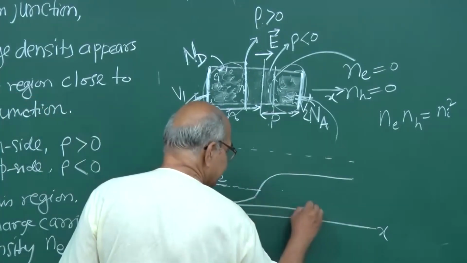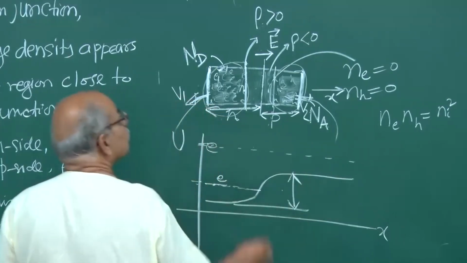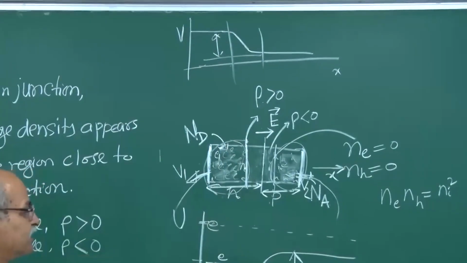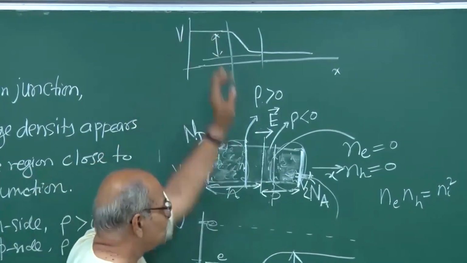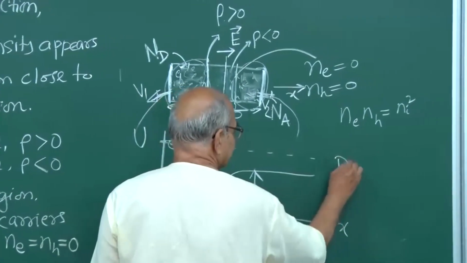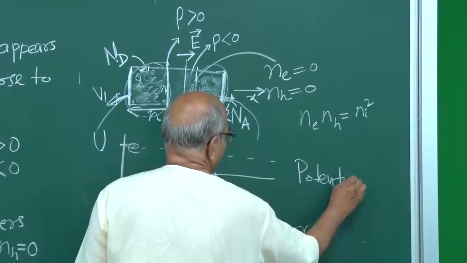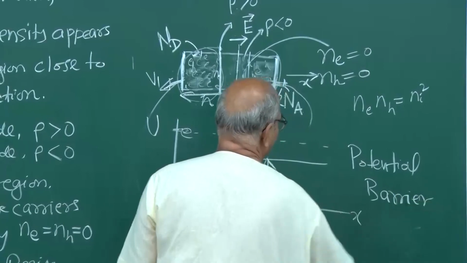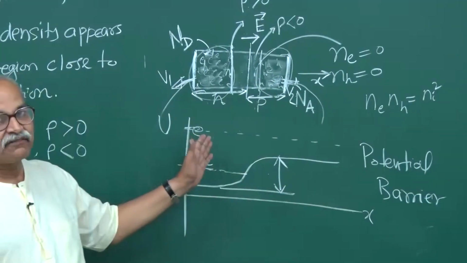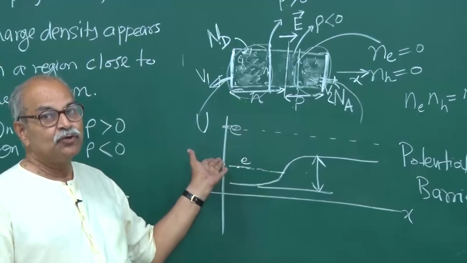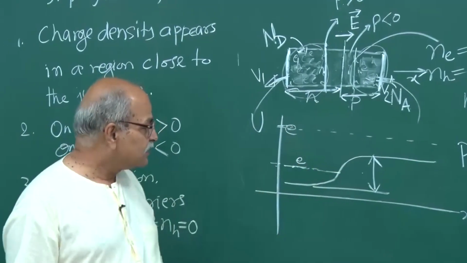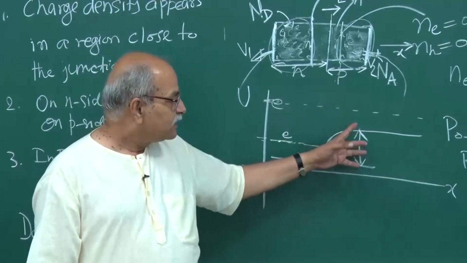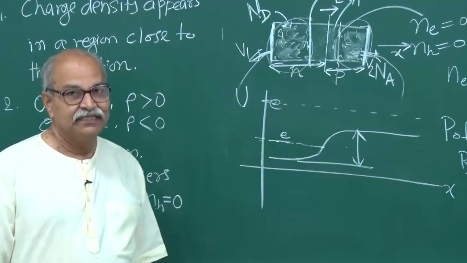So this height, this difference, is the same as this difference. The units are different: this is voltage, this is energy. This difference is known as the potential barrier. It opposes the diffusion of electrons from the n-type side to the p-type side. So in our next lecture, we will derive the relation between this potential barrier and other parameters of this p-n junction.